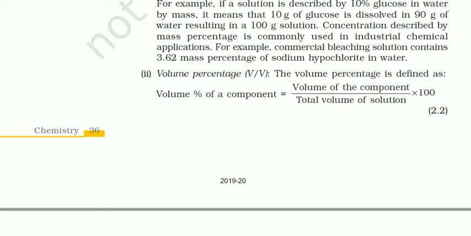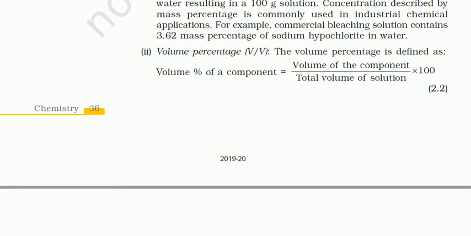You can easily see it on the bottles of solutions which consist of ethylene glycol or other types of solutions where both solute and solvent are liquids. Here the volume percentage is the volume of the component divided by the total volume of solution multiplied by 100. The components are simply shown with the tag volume by volume.